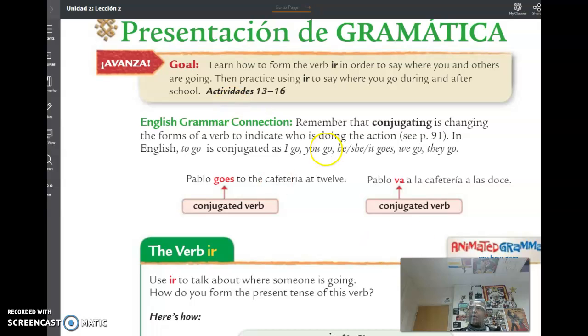So here is the explanation of the verb to go. The English grammar connection is, remember that conjugating is changing the forms of the verb to indicate who is doing the action. In English, to go is conjugated as I go, you go, he, she, or it goes. You don't say he go, right? He goes. That is a change. You're changing the verb. That's a conjugation.